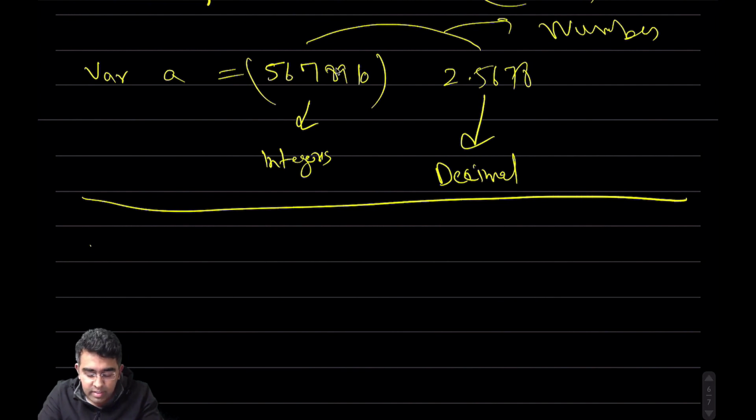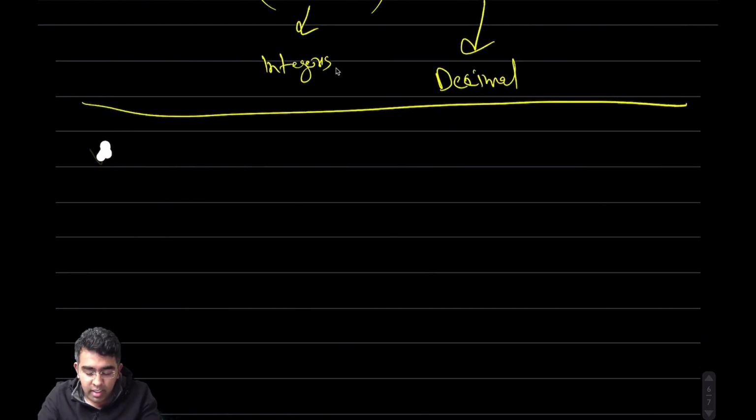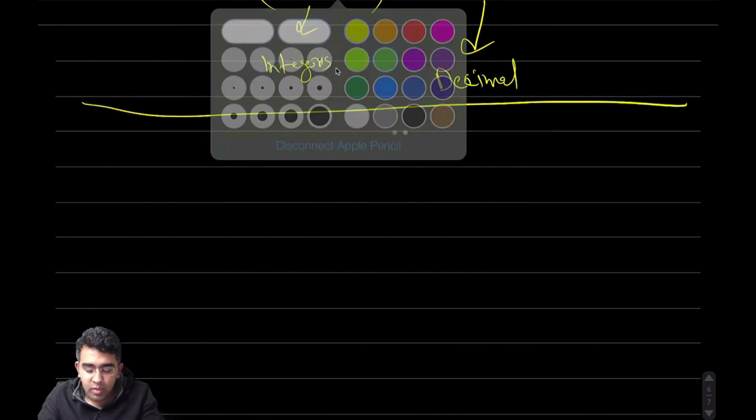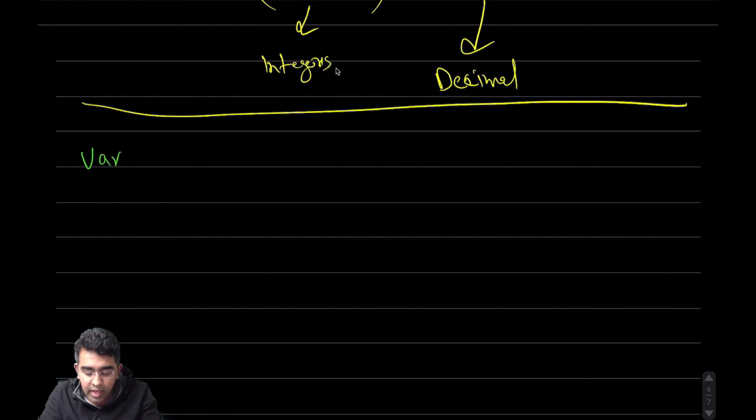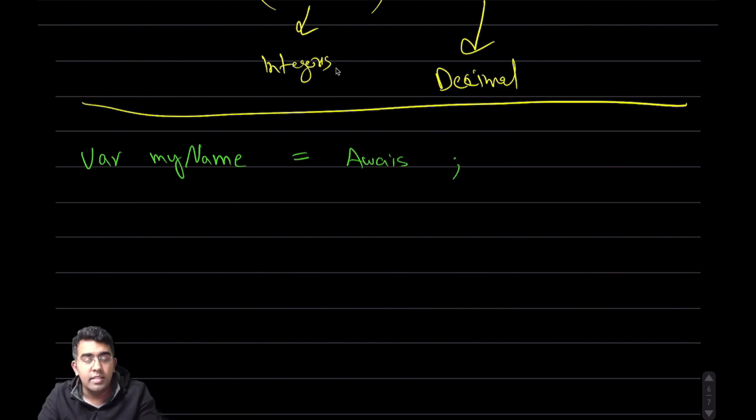What about string? So let me go and change the color and make it more nicer. Let's just say green, I like green. So I say var and I'll say, okay, this is my name. Now if I go into the code and I say Awais, this is going to cause an error, because to define a string, we need to wrap this in single quotes or double quotes. So this is a single quote. We can have double quotes as well. Now string is a sequence of characters. So we have character A, we have a W, A, and I, and S. This makes it a string.